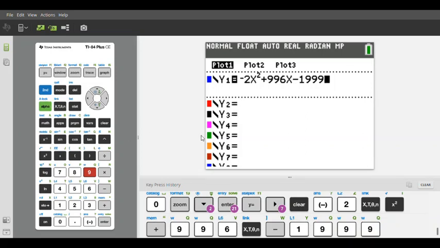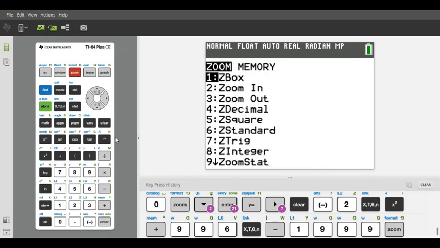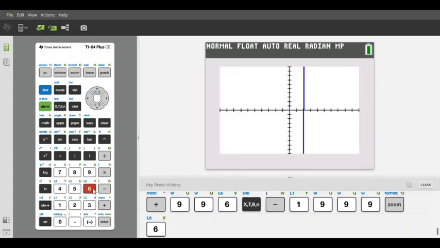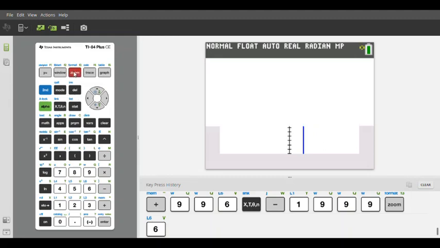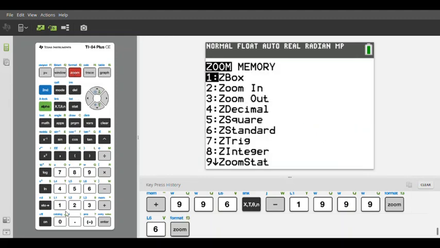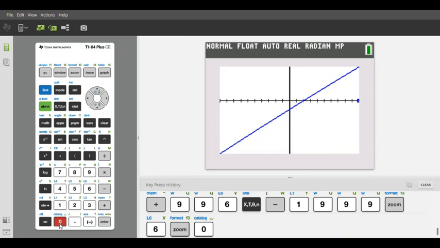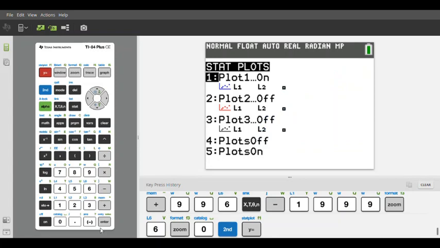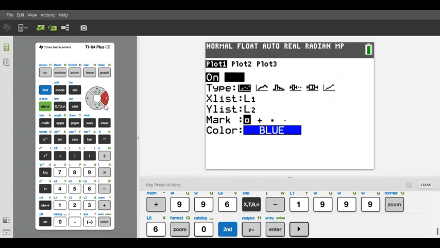So I've gone to my y equals, I've got my equation typed in, negative 2x squared plus 996x minus 1999. So what I'm going to start out with, I'm going to zoom standard, okay, and you're not really going to be able to get a good view of it when you do that. But from zoom standard, I'm going to do zoom fit, which is 0, okay. And I still don't get a good view of it. This right here is just left over from whatever I had in my stat plot. You can turn that off by going to second stat plot and then turning it off if you don't want to see that on your screen.